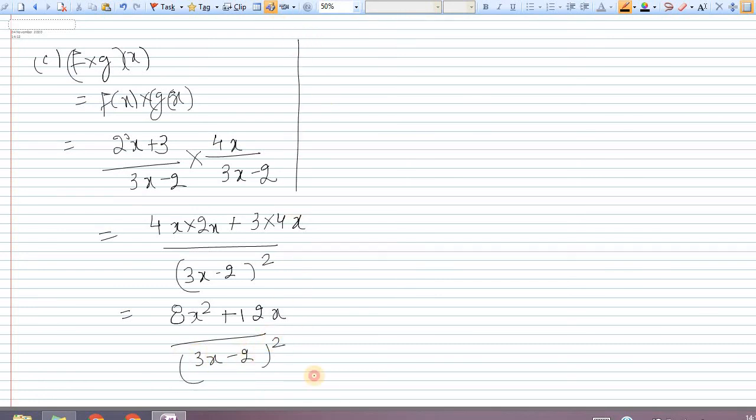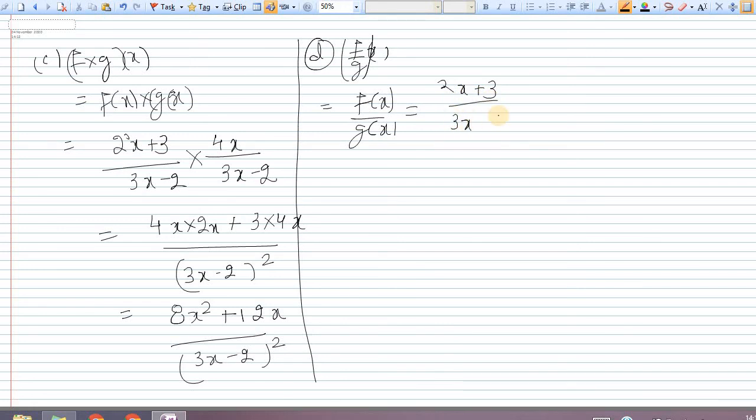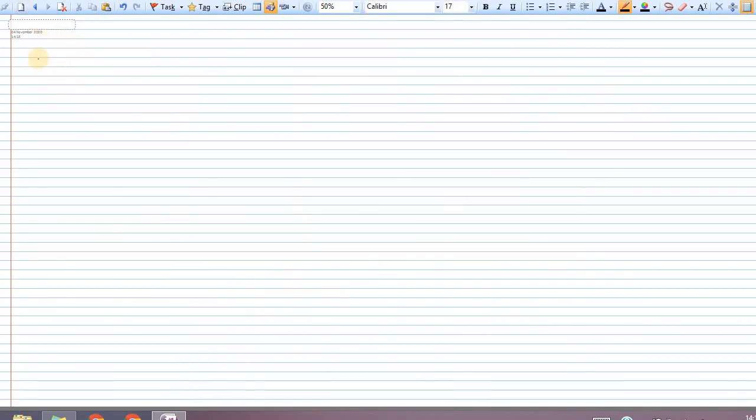Okay, so our D part would be, I think it is division, so (f/g)(x) is equal to f(x)/g(x). What is our f(x)? It is (2x+3)/(3x-2) divided by 4x/(3x-2). So it would be (2x+3)/(4x). Okay, so our next part would be the E part, that says (f+g)(3).